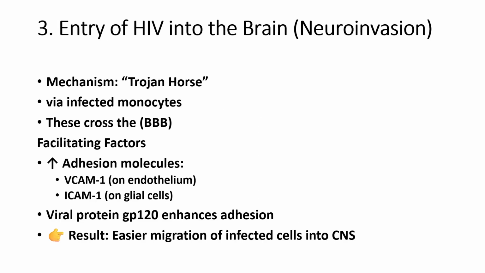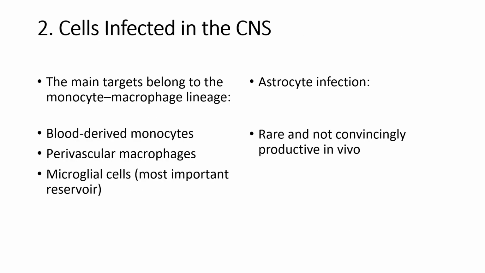Coming to entry of HIV into the brain, how the neuroinvasion happens. It enters via the Trojan horse mechanism, that is, infected monocytes carry the virus across the blood-brain barrier. The process is facilitated by adhesion molecules like VCAM1 present on endothelium and ICAM1 present on glial cells. The viral protein GP120 enhances this adhesion. So easier migration of infected cells helps in entering the CNS.